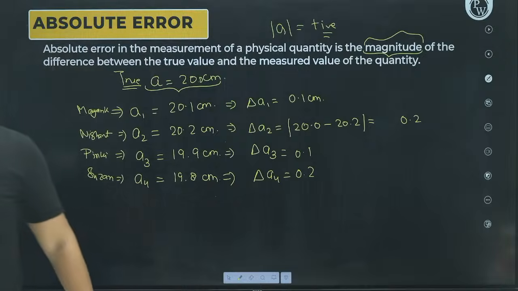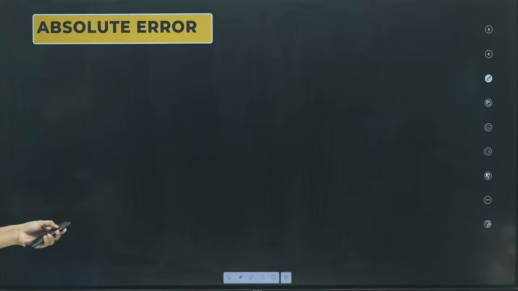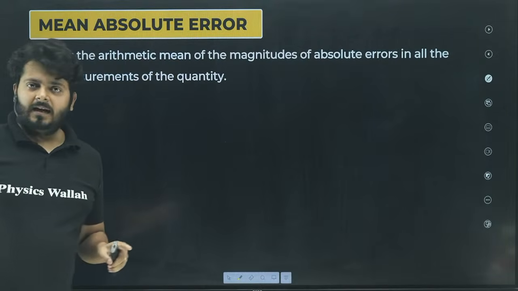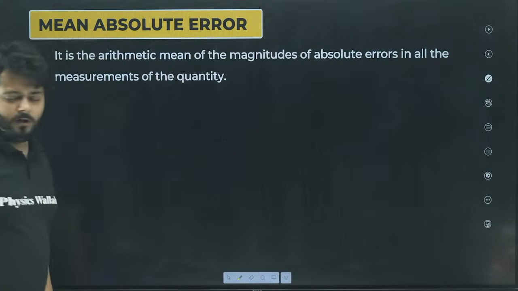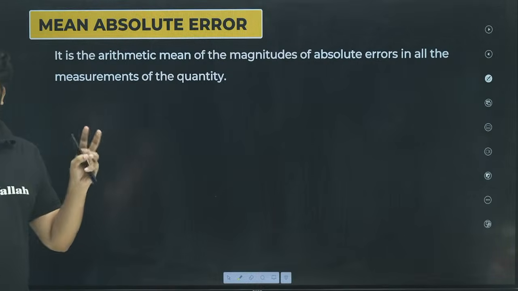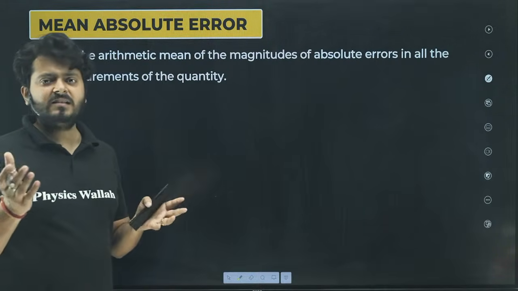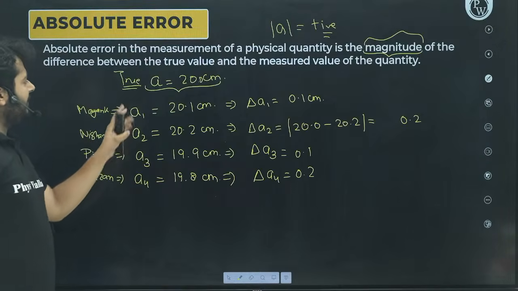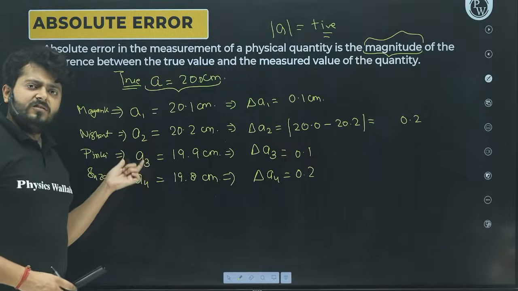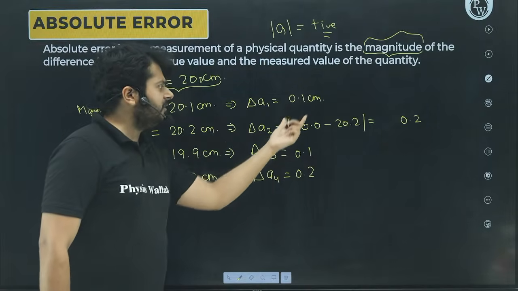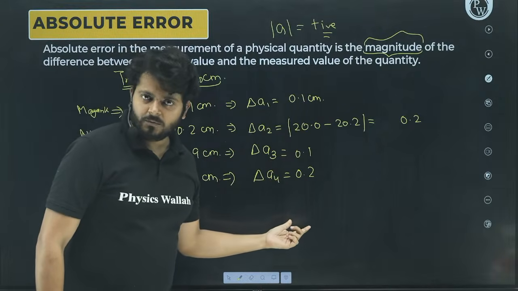So let's continue with this idea. Now the next thing is mean absolute error. What do you mean by mean absolute error? As the name suggests, it is the mean of all the absolute errors in all the measurements that you have taken. In the previous example, 4 kids took the measurement of the same quantity and got these values of errors in their measurement.